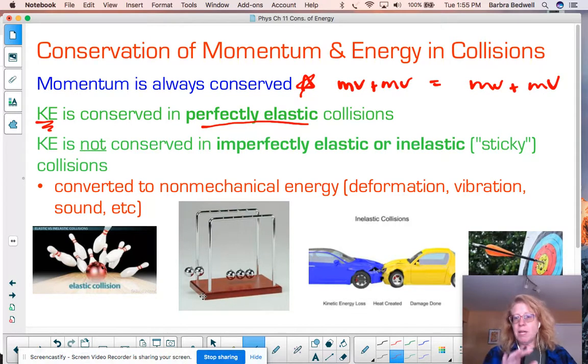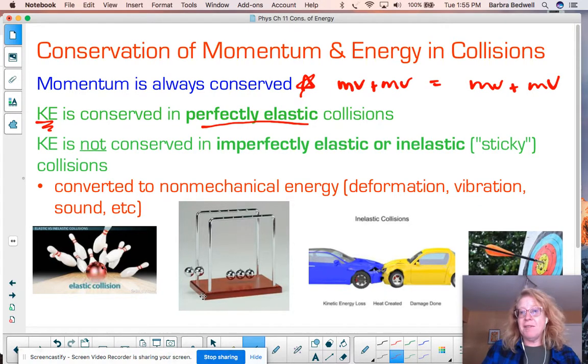So in these particular cases, when it's a more realistic type of collision, kinetic energy is not conserved. In these more realistic collisions, some of that energy is not saved as kinetic energy. It's turned into thermal energy, deformation, vibration, sound, all of that kind of stuff.